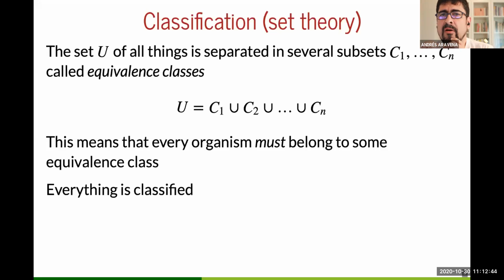The elements here are organisms, plants or animals or cells, whatever. And the sets they belong to are the groups that we are classifying together. The first point is that it should be exhaustive. Everything is classified somewhere. That is the first rule of taxonomy.